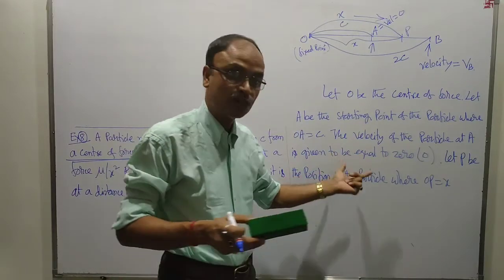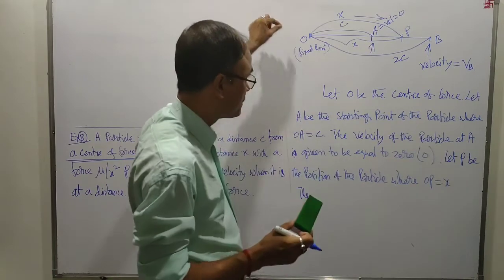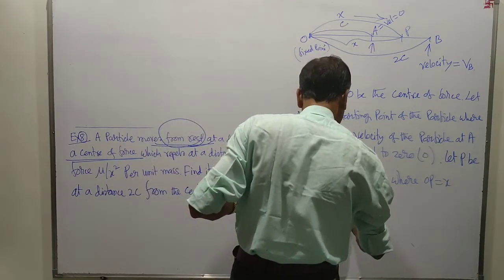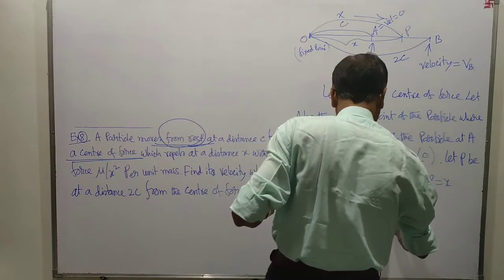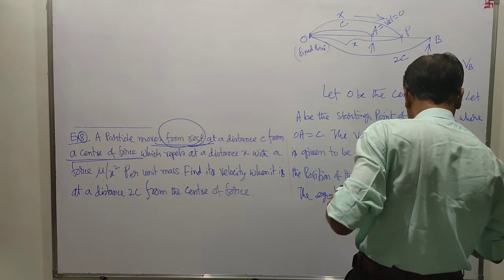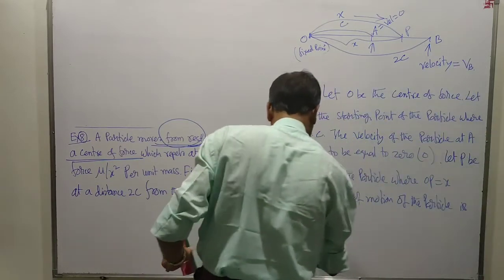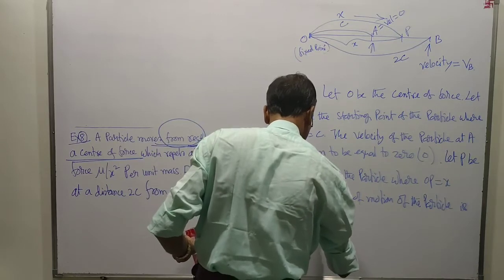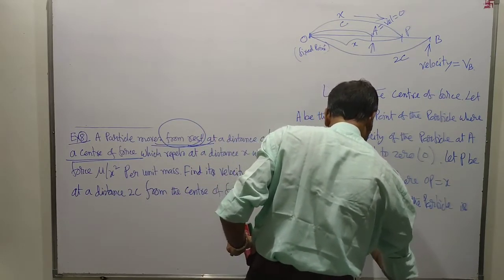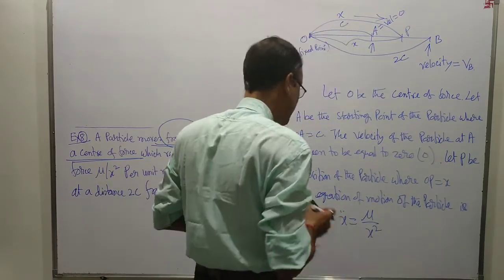The equation of motion of the particle is given by x double dot equal to mu divided by x square.